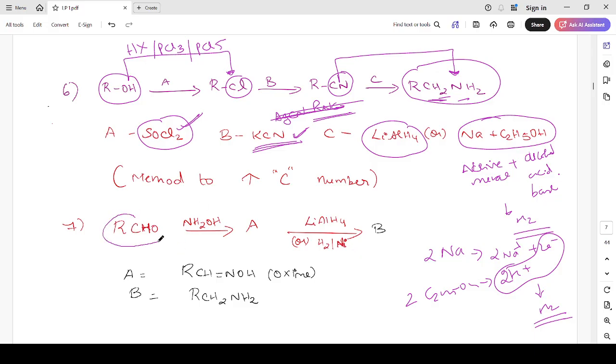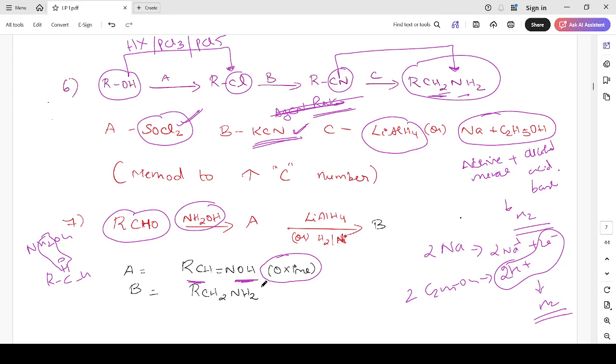Next one, aldehyde in the presence of hydroxylamine. What will you do? Remove water from CH4 and NH2OH. Remove water so that you are forming RCH double bond NOH. What is this compound called? Oxime. The moment I say oxime, what rearrangement should you remember? Beckmann rearrangement. Very good. So remember Beckmann rearrangement here.